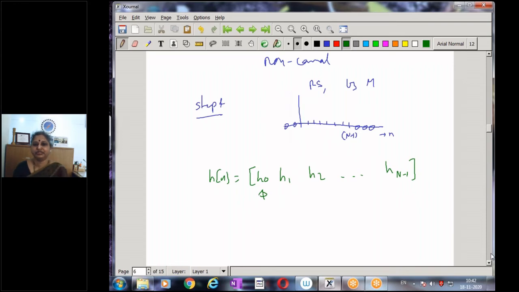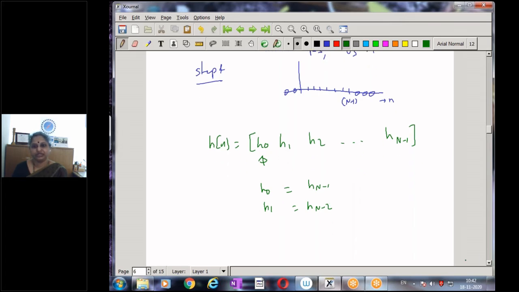Because of the symmetry of the Fourier series coefficients, what we will observe is there will be an even symmetry in the coefficients. That is, h0 will be equal to h of n minus 1, h1 will be equal to h of n minus 2. The first one equal to the last one, and so on. And this symmetry ensures that the phase response is going to be linear.